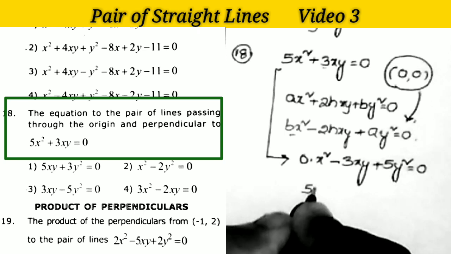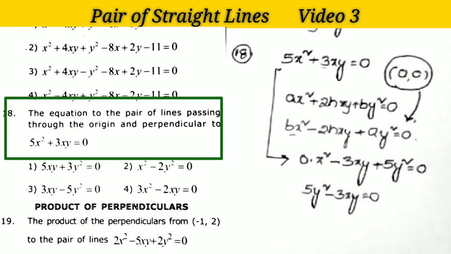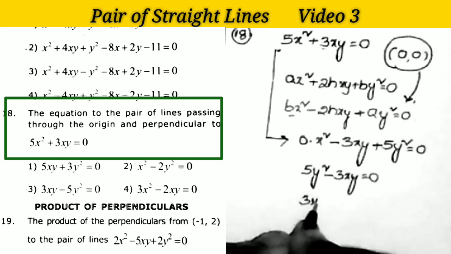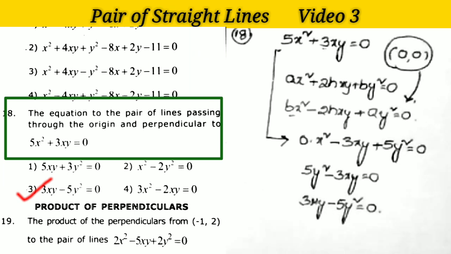That is, the answer is 5y square minus 3xy is equal to 0. Means just taking the minus cancellation, then 3xy minus 5y square is equal to 0 and this is the third option. That's all.